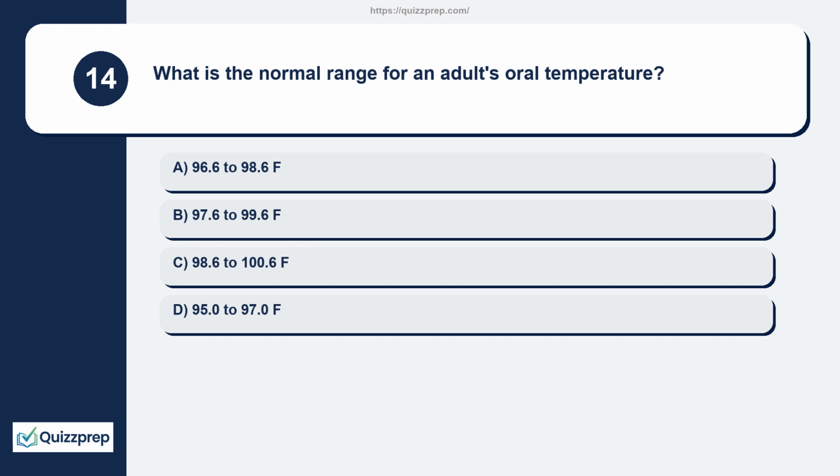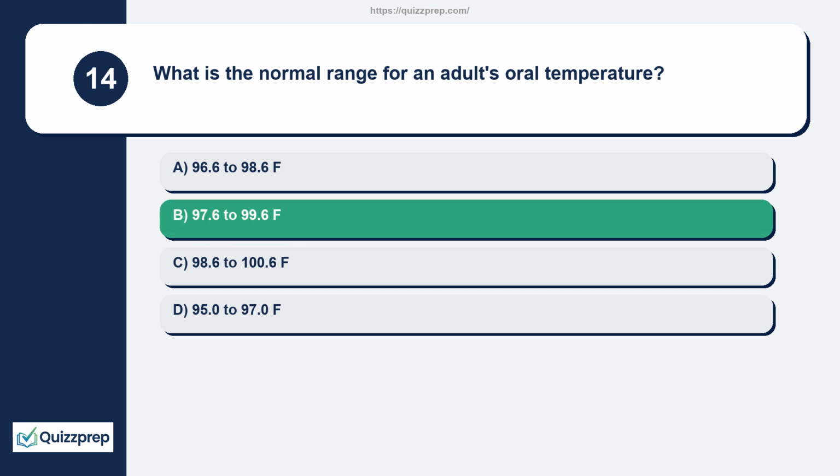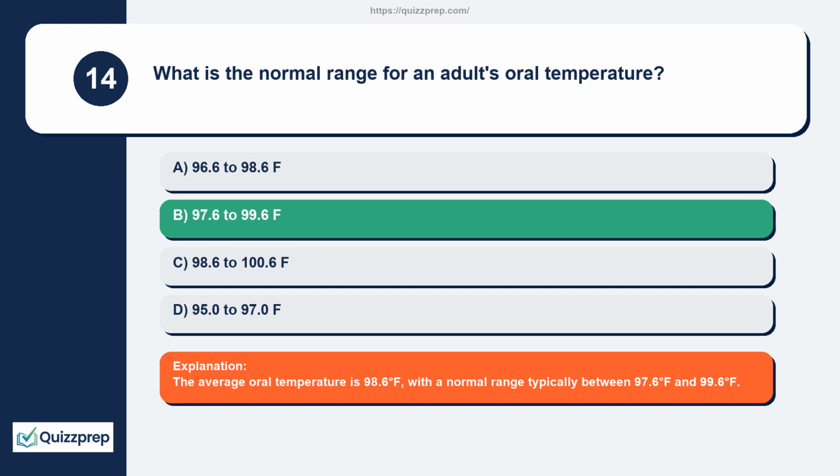Question 14. What is the normal range for an adult's oral temperature? 96.6 to 98.6 F, 97.6 to 99.6 F, 98.6 to 100.6 F, 95.0 to 97.0 F. The average oral temperature is 98.6 degrees Fahrenheit, with a normal range typically between 97.6 degrees Fahrenheit and 99.6 degrees Fahrenheit.